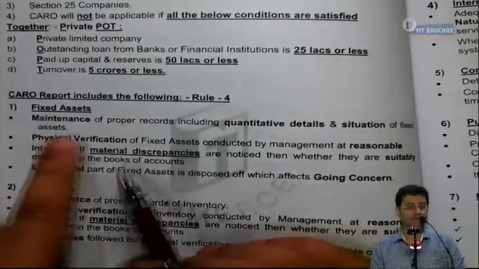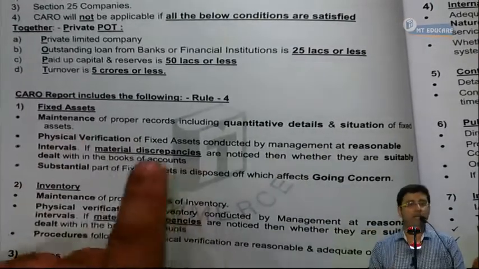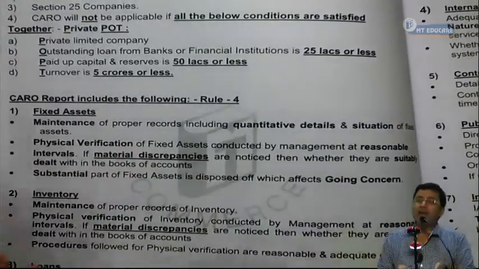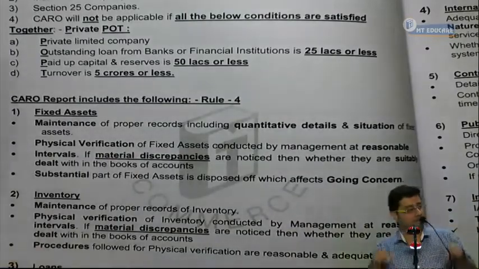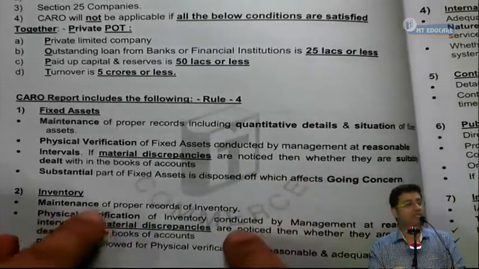So suppose I say that the management is maintaining books of accounts of fixed assets properly and there are no material discrepancies. Should you write that thing in CARO? No, you should not write it. If there are material discrepancies, only then you have to write in CARO. If the going concern assumption is affected, only then you have to mention it in CARO.